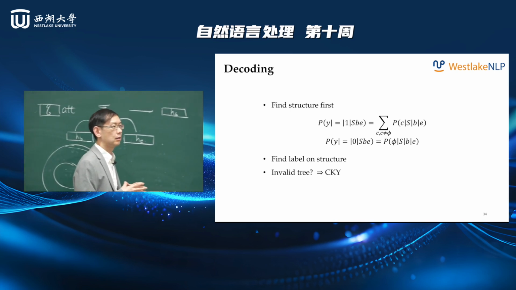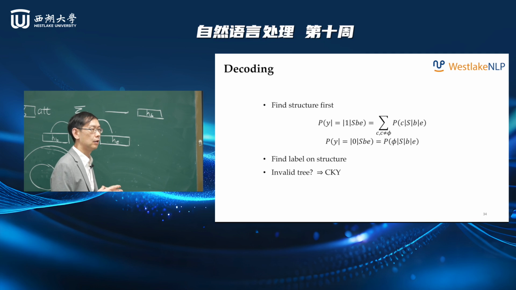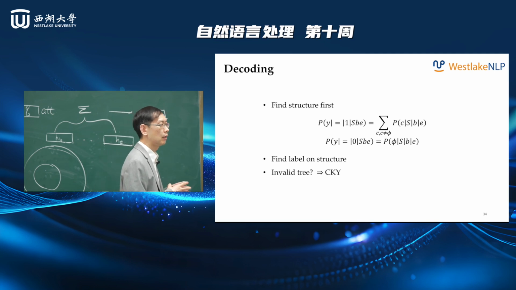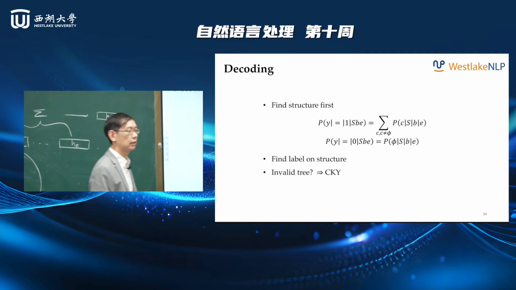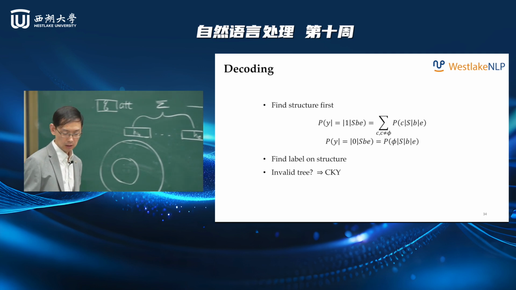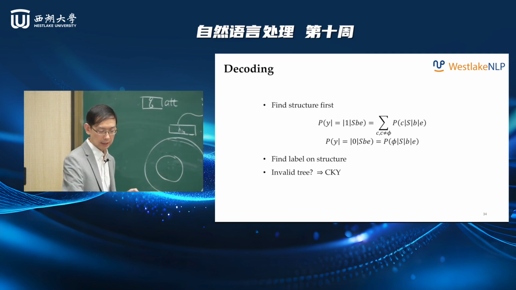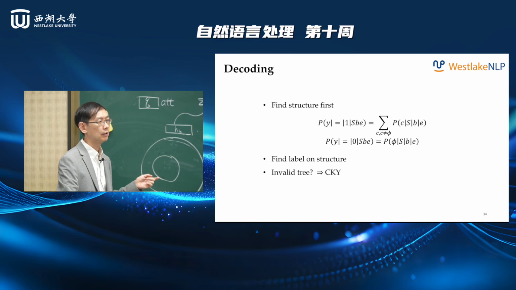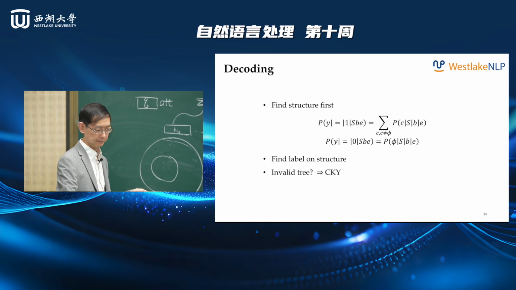All right. If you're interested in the algorithm, please look at chapter 10 in the first edition, which will be chapter 11 in the second edition of my textbook. There are a lot of details, okay, which I don't have time to explain. All right, after you found the unlabeled tree, you can predict a label on each span.